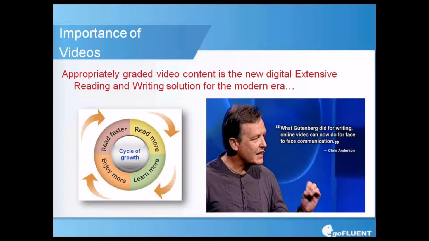If we are giving students lots and lots of video at their level, what happens is this: if you look on the left side of your screen, you can see this wonderful positive spiral. Basically, if students are getting material at their level, then they read more. And as they read more, they learn more. And as they learn more, they enjoy more. And as they read and learn and enjoy more, they read faster. It's this positive spiral.